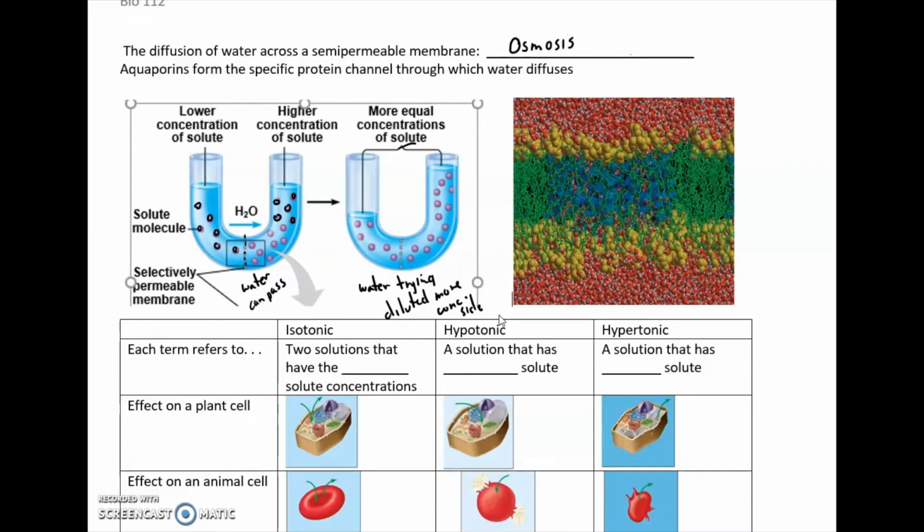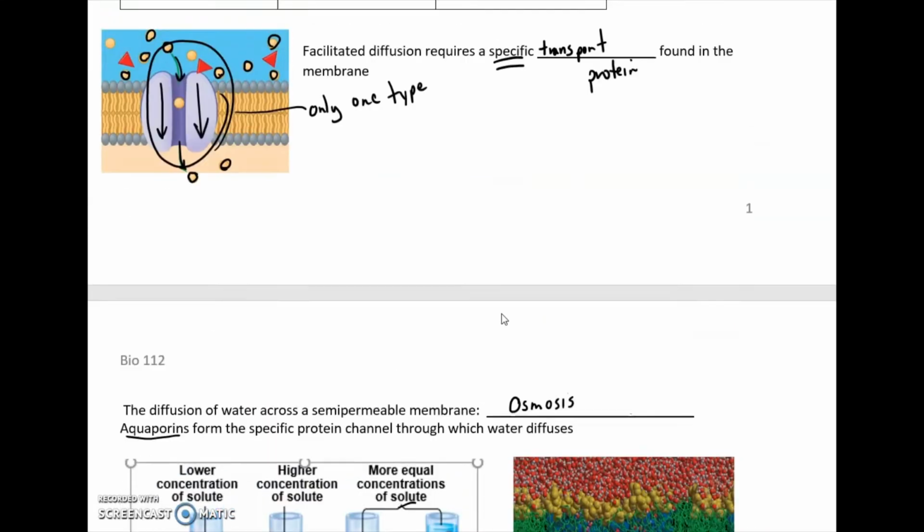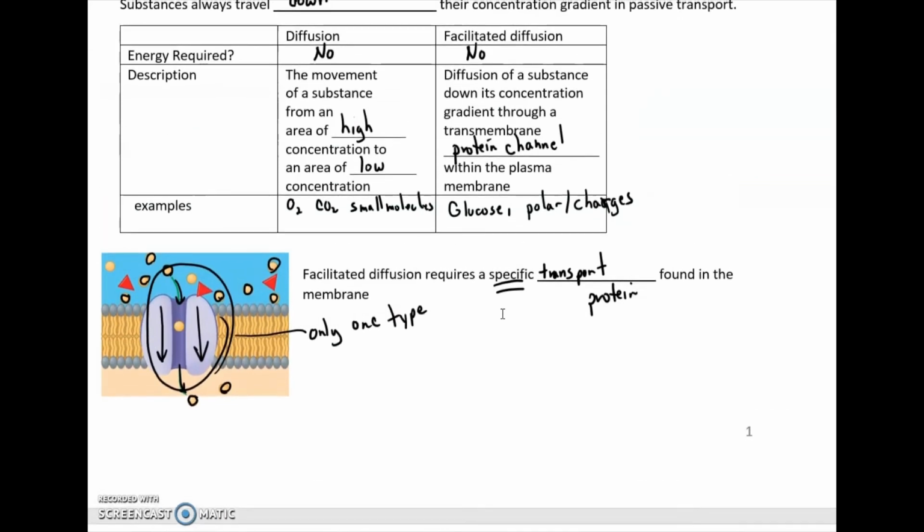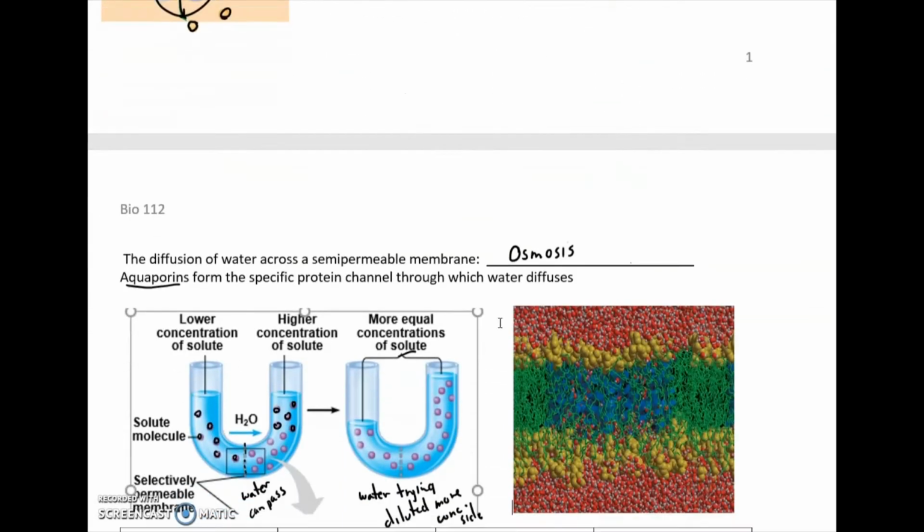Now, water can pass through a membrane using an aquaporin. And this is a specific channel, just like the channels we were talking about moments ago up here. We talked about facilitated diffusion. This is a way to facilitate diffusion through the membrane.